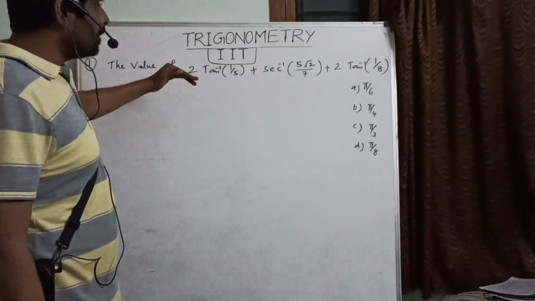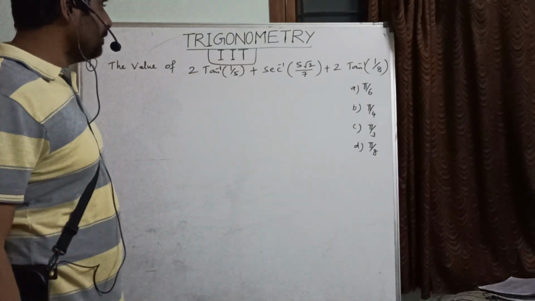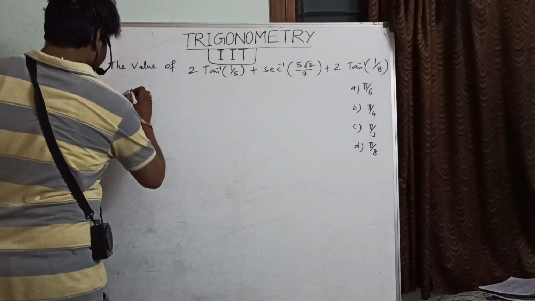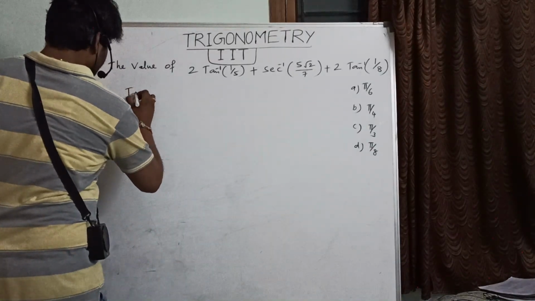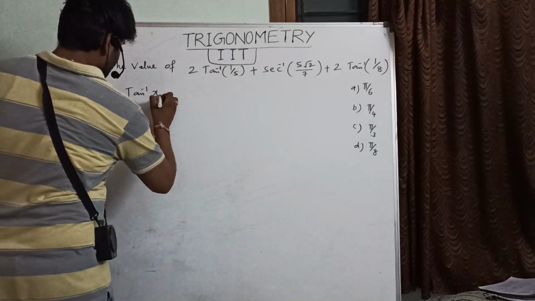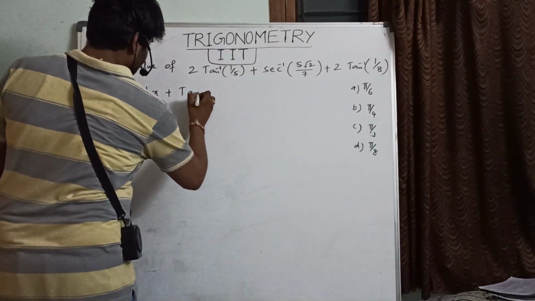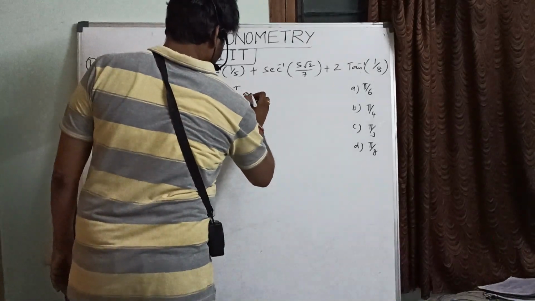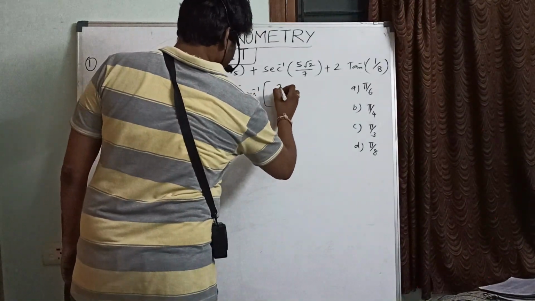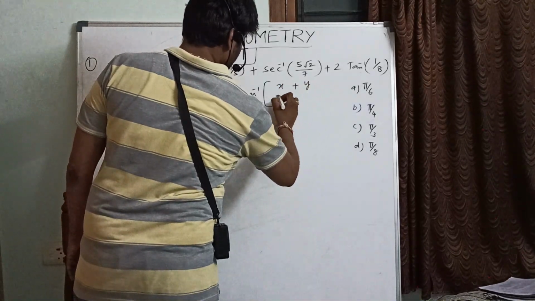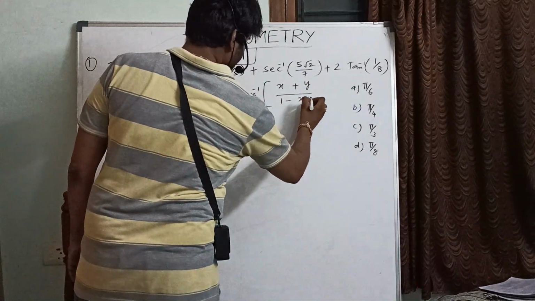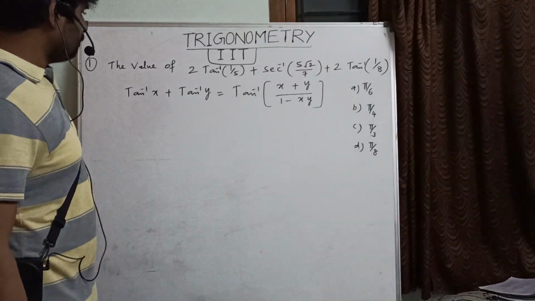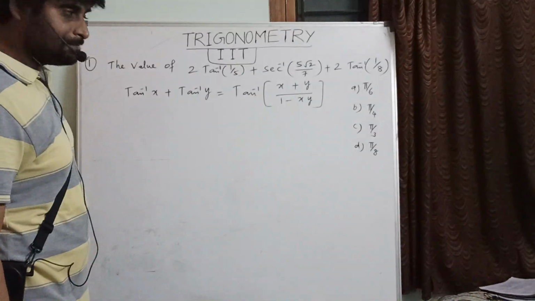Okay. So to solve this problem, we have to remember two formulas in this. So what is the first one? As we know, tan inverse of x plus tan inverse of y, what is the formula for this? Tan inverse of x plus y by 1 minus xy. Okay, so this is the formula we have to remember. Of course, we have learned this formula in first year, correct?